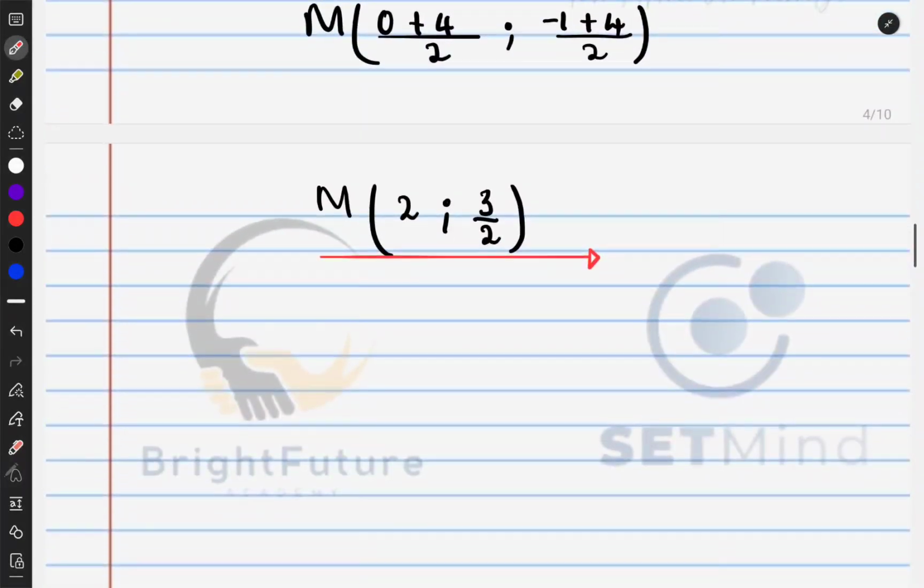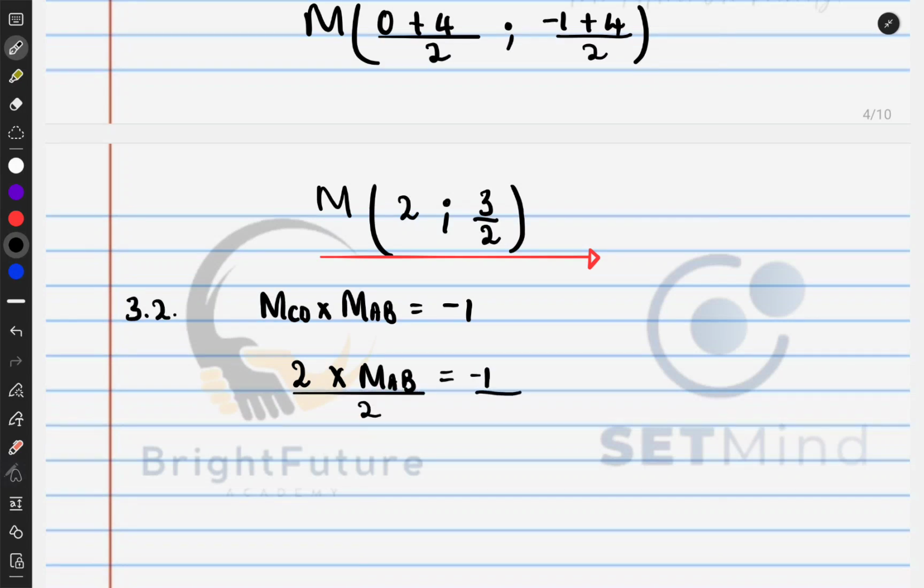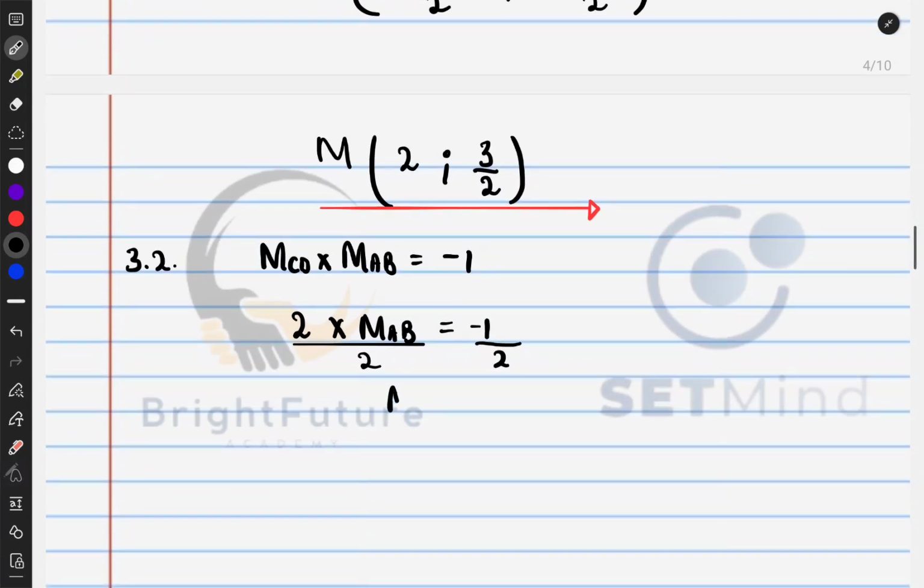Now let's come here. MCD times MAB is equal to -1. We are given the gradient MCD, which is 2, times MAB is equal to -1. Therefore, we divide by 2 on both sides. MAB will be equal to -1 over 2. That's the gradient.